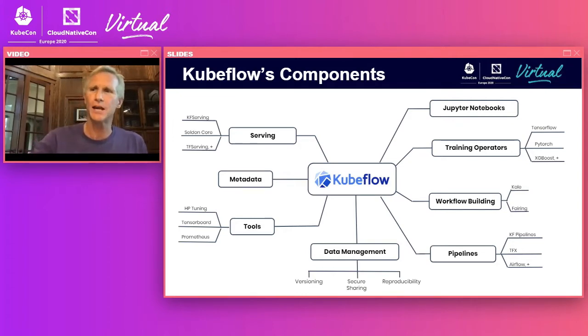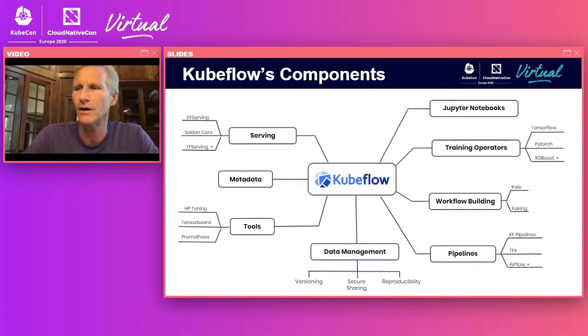And then finally, KF serving. These serving tools, of which we have three here: KF serving, Seldon Core, and TF serving, allow you to put your model into production consistently and efficiently. Seldon Core and TF serving are the more mature serving components.